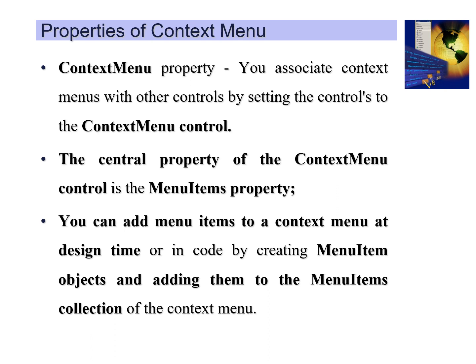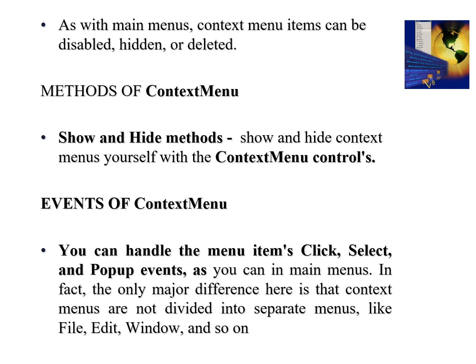You can associate context menus with other controls by setting the controls' ContextMenu property to the context menu control. The central property of the ContextMenu control is the MenuItems property. You can add menu items to a context menu at design time or in code by creating MenuItem objects and adding them to the MenuItems collection of the context menu. As with main menus, context menu items can be disabled, hidden or deleted.